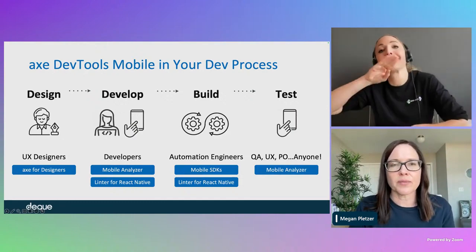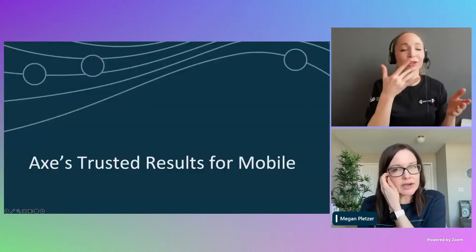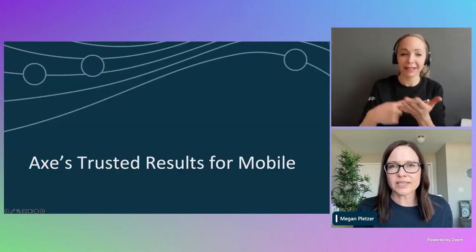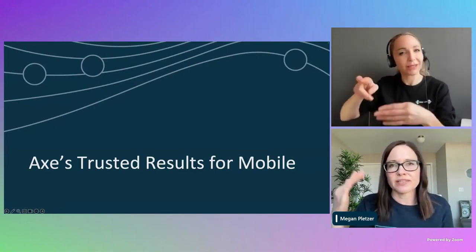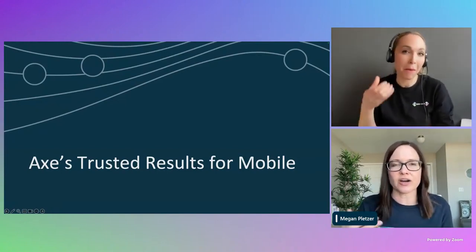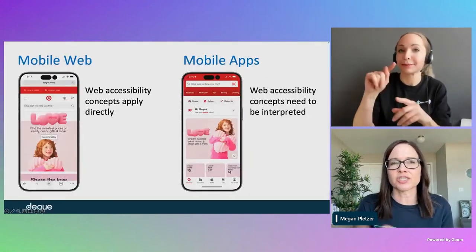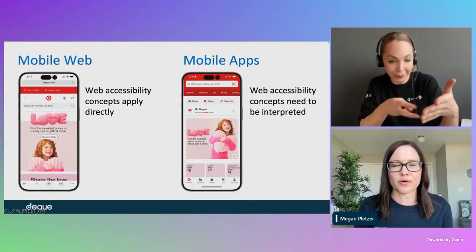All right, so let me then switch gears a little bit. I just want to close by talking a little bit about Axe's trusted results for mobile. When I say results, I mean the accessibility issues that we find, that list of issues, whether it's color contrast or target size, those things that we're finding when we scan your app. And just to revisit the concept of mobile web versus mobile apps, because it is important here.